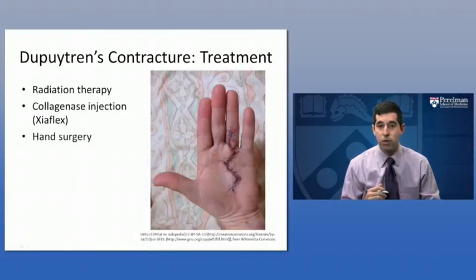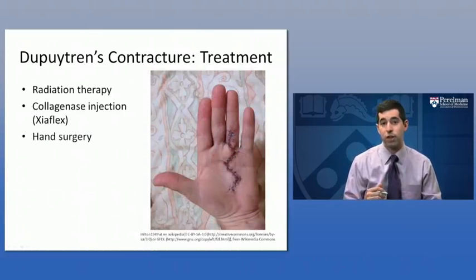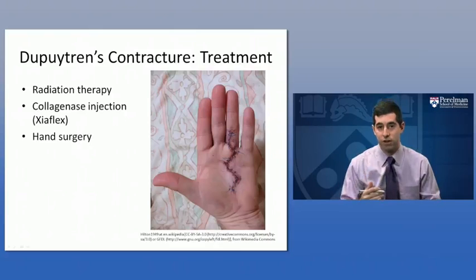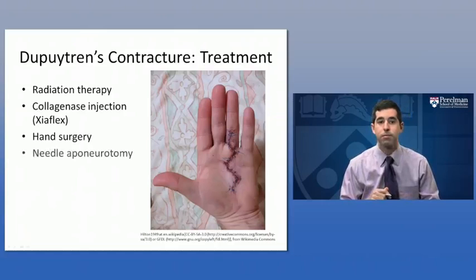Hand surgery may also be used. Now, we tend to avoid hand surgery unless it has to be done. This would be somebody who, despite having done radiation therapy, despite having done the collagenase injection, still has that flexion contracture, and it's significant enough to impact quality of life. You can see here that they've had to open up the hand. They've removed some of that palmar fascia and closed it back down.